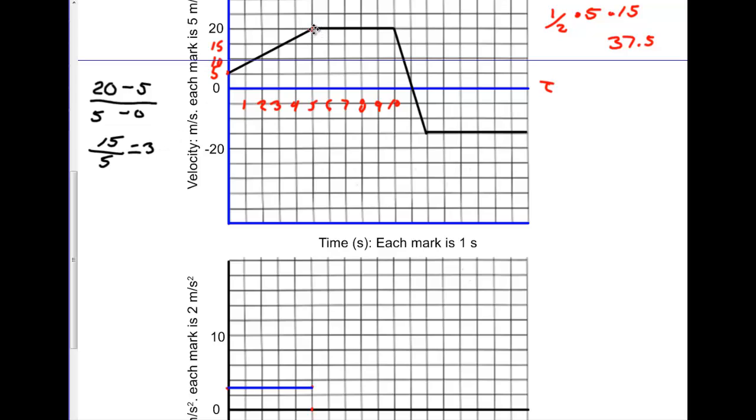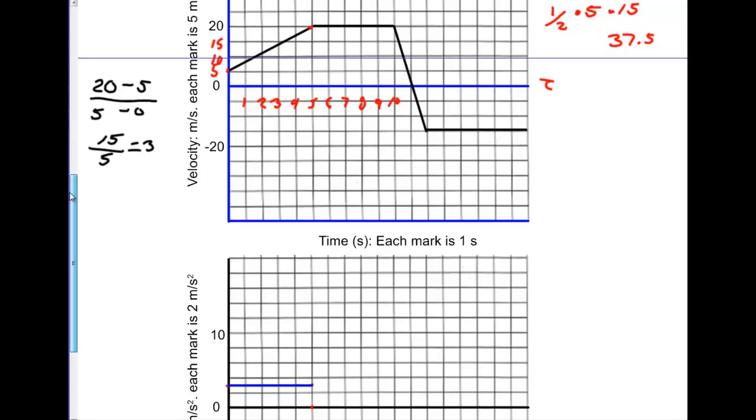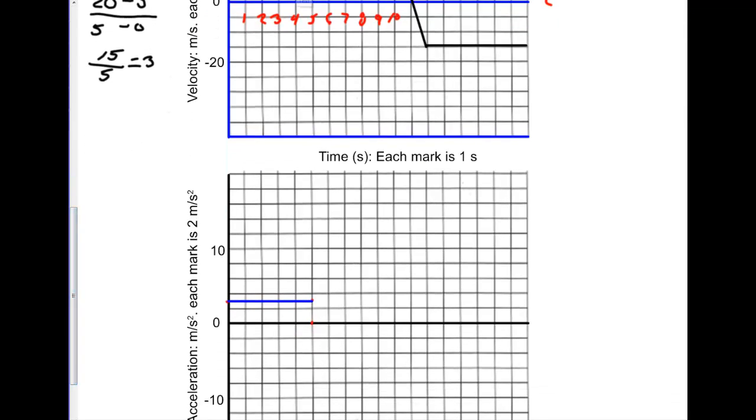Alright, now we reach the time interval from 5 to 10. If we look here, our slope here is 0. Our slope is flat. So all we have to do is go back down here. We'll find out where 10 was. That's 5, 6, 7, 8, 9, 10. We'll put a mark right here.